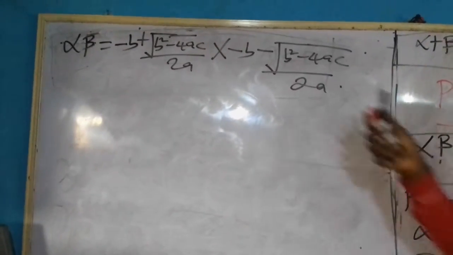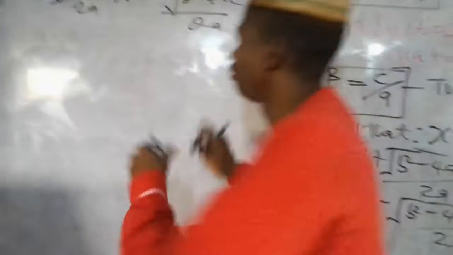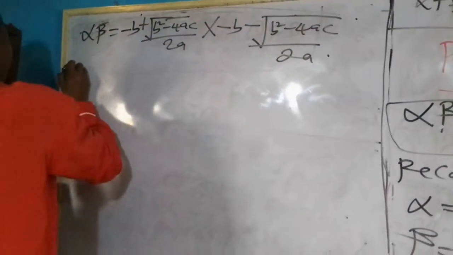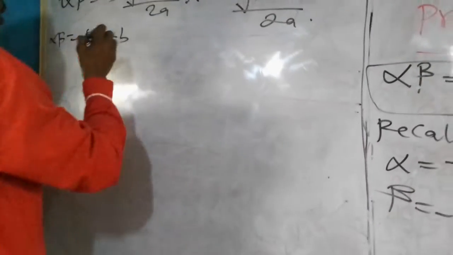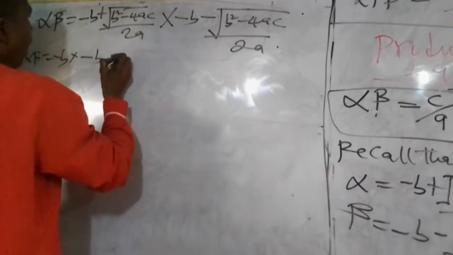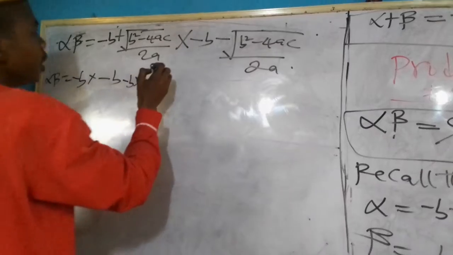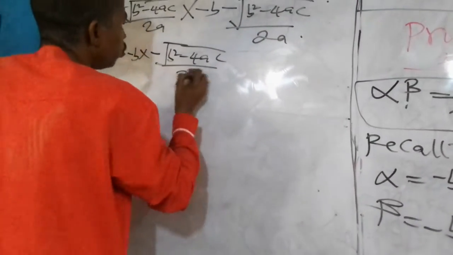We equally use it to multiply minus square root of B squared minus 4AC over 2A. Let's do that and see. This multiplied by this, that's alpha beta, is equal to minus B multiplied by minus B. Minus B, we use it to multiply by minus square root of B squared minus 4AC all over 2A.